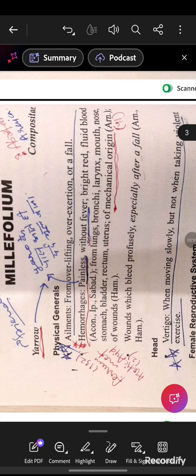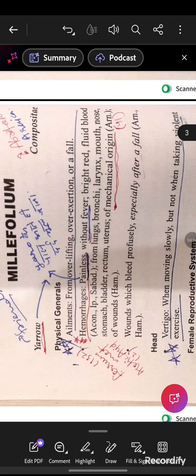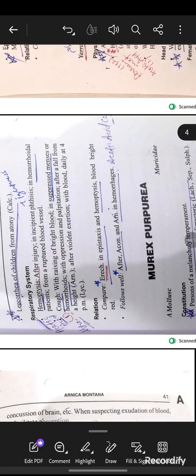Hemorrhage from lungs, bronchi, larynx, mouth, nose, stomach, bladder, rectum, uterus. Hemorrhage of mechanical origin. Hemorrhage of wounds. Wounds which bleed profusely. Listen, guys, listen. Wounds which bleed profusely, especially after a fall. Okay, the next point about hemorrhage in millifolium is this.